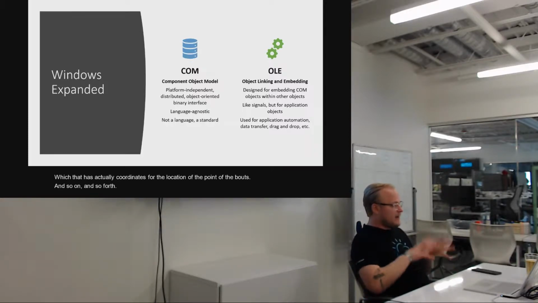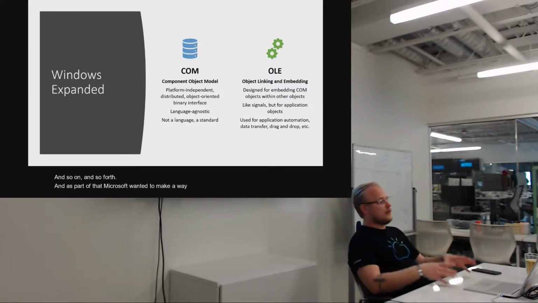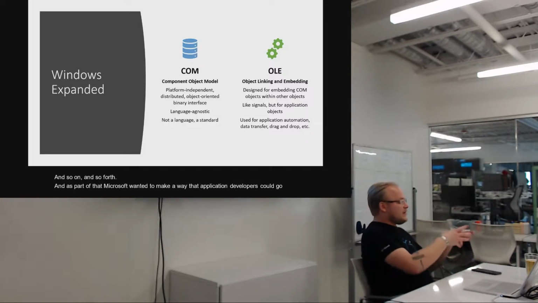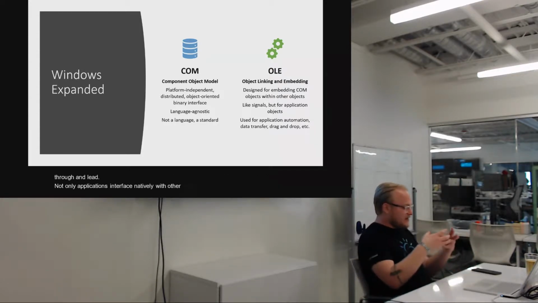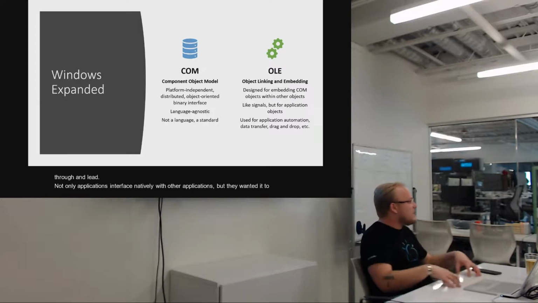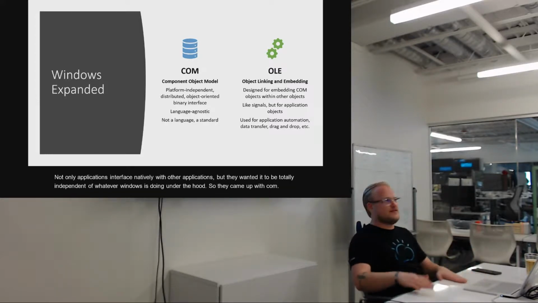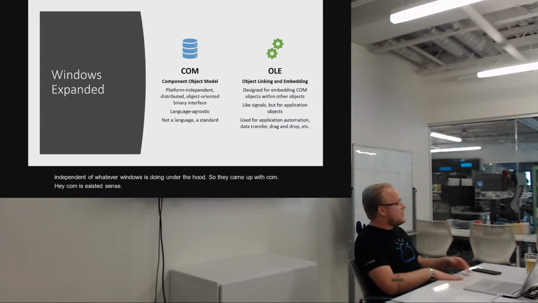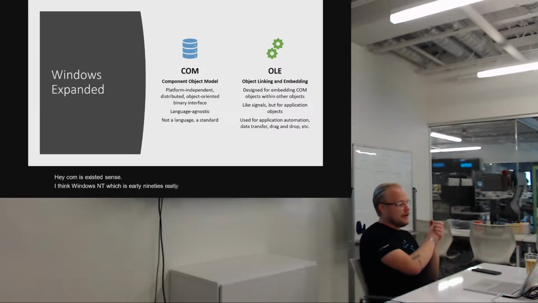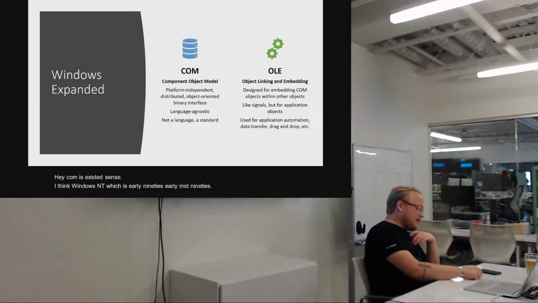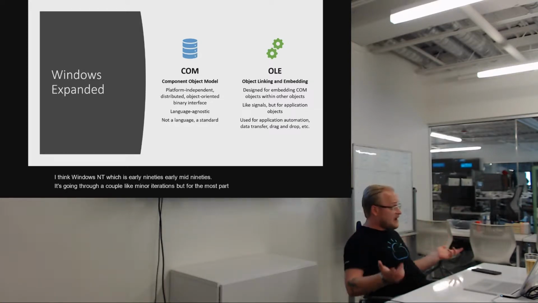And as part of that, Microsoft wanted to make a way that application developers could let applications interface natively with other applications, but they wanted it to be totally independent of whatever Windows is doing under the hood. So they came up with COM. And COM has existed since, I think, Windows NT, which is early mid-90s. It's gone through a couple minor iterations, but for the most part, COM is what you think it is. It still exists today.